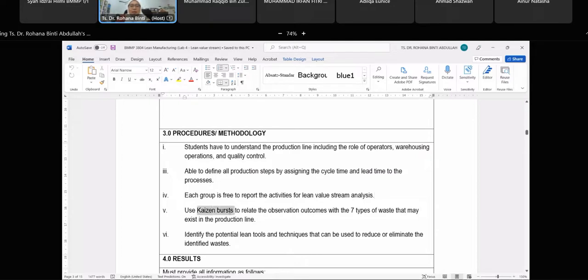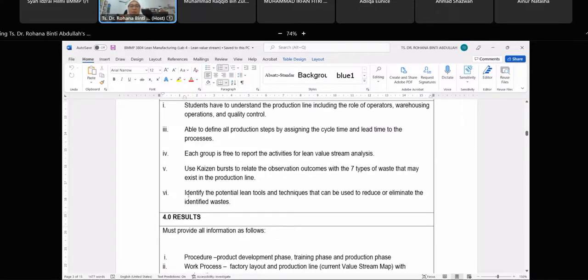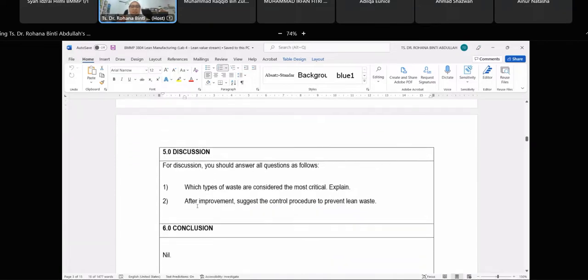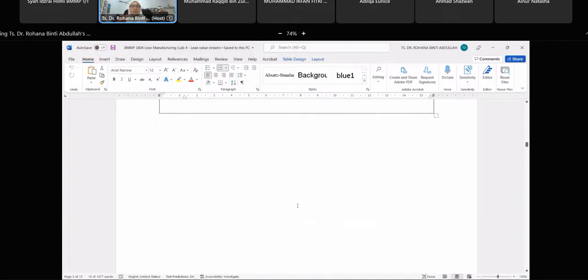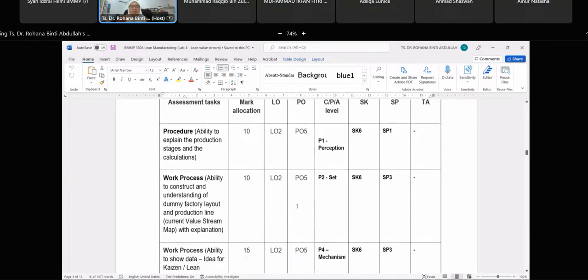And use the Kaizen burst to relate the observation outcome to the 7 types of waste or 8 types of waste that may exist in the production line, and also identify potential lean tools and techniques that can be used to reduce and eliminate the identified waste. It is not just identifying using the Kaizen burst, but also proposing the appropriate lean tools to be used to improve that particular process. Okay. So we should discuss, once we have done the improvements, suggest the control process and things, right? So these are the criteria, everything is there.